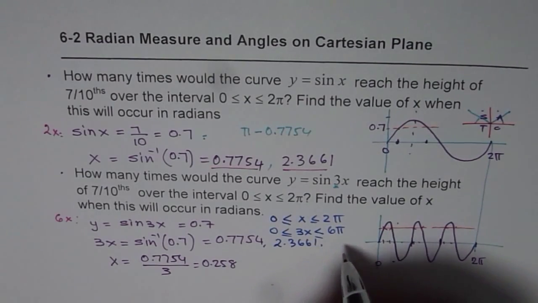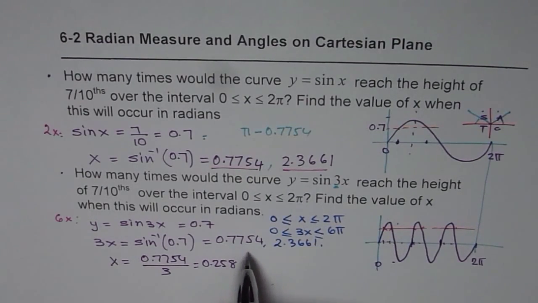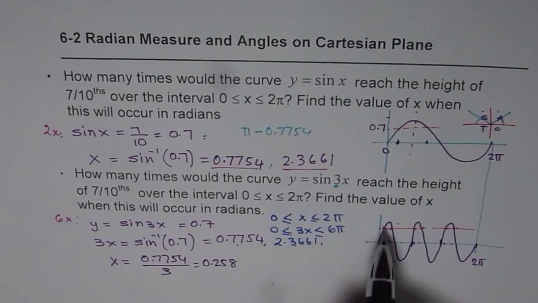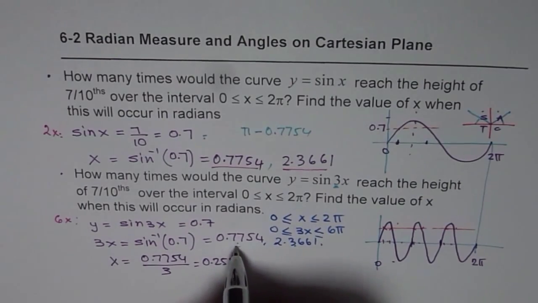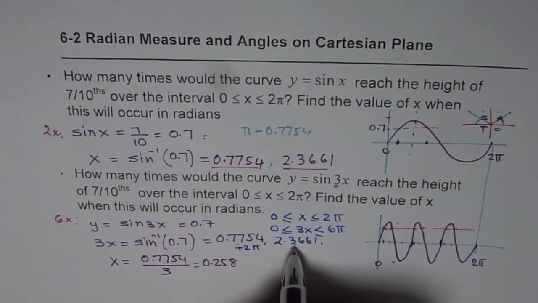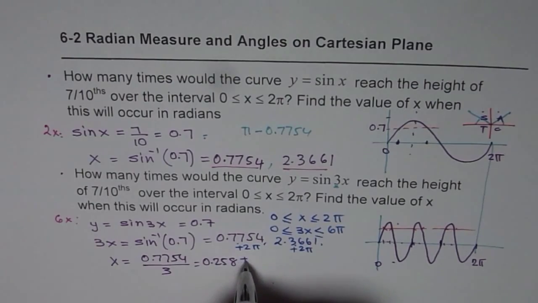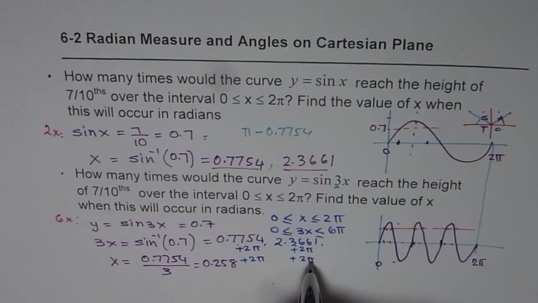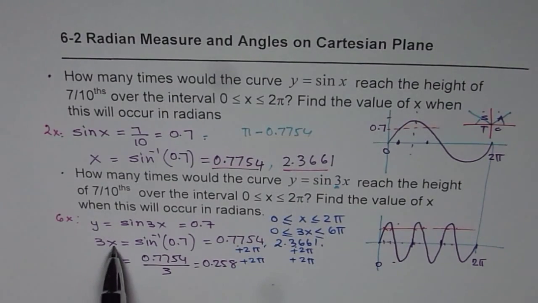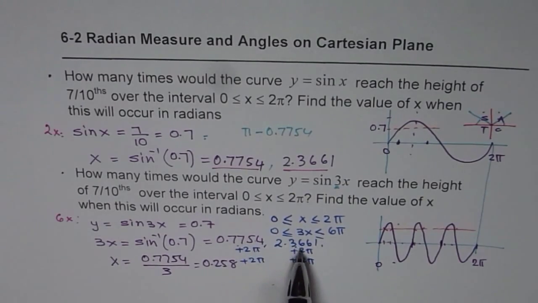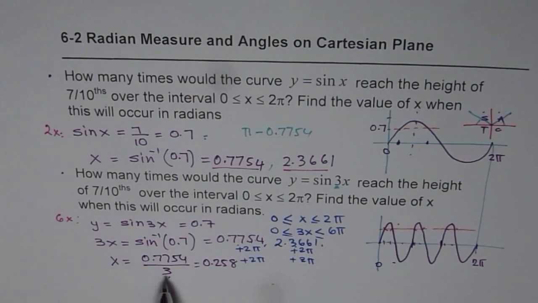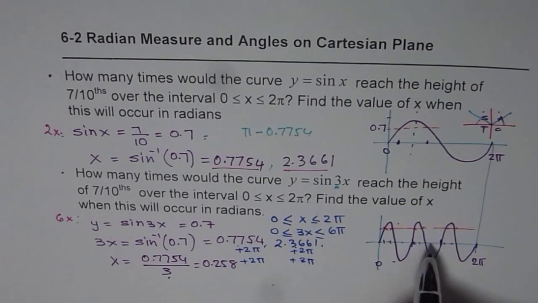So this is an exercise for you. Now what you should do here is, you get 6 values like this. So first value, second value, third value, and fourth value will be plus 2 pi, plus 2 pi, right? Then again add plus 2 pi and plus 2 pi. So you get 6 values in all. These are all equal to 3x, not x. To find x, divide each one of them by 3 to get these 6 points, right?